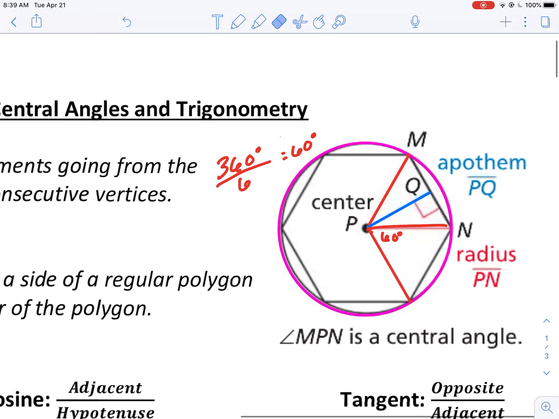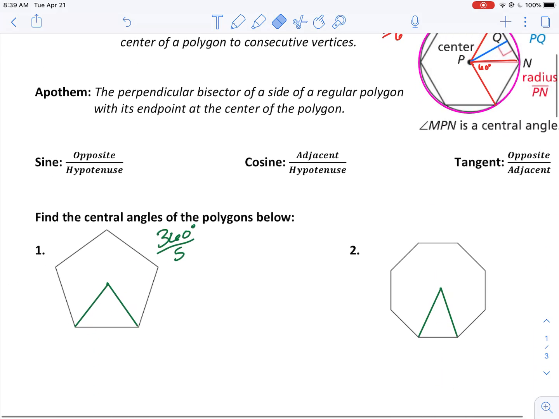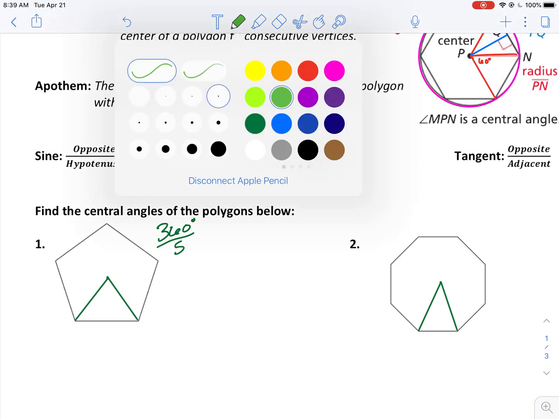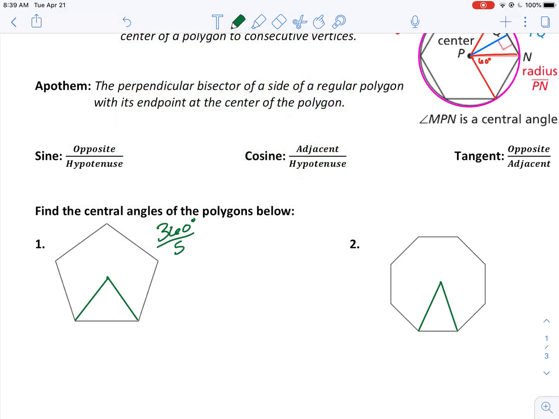And what you need to worry about later on is we're going to end up drawing in this apothem here, and that's going to split my central angle right down the middle. So keep that in mind, be ready for that in just a few minutes. But first we're going to be looking at the whole central angle. We're not going to split it up yet.